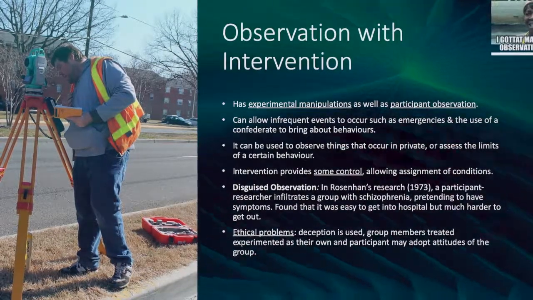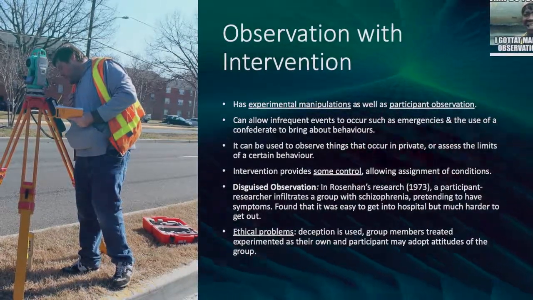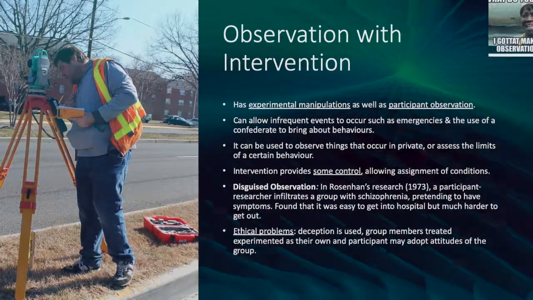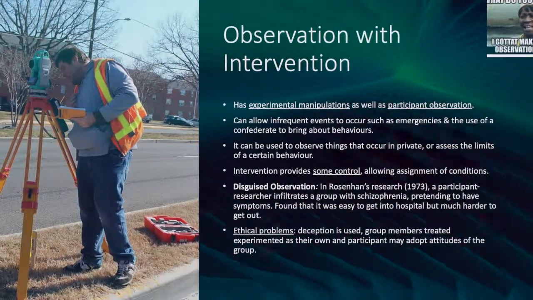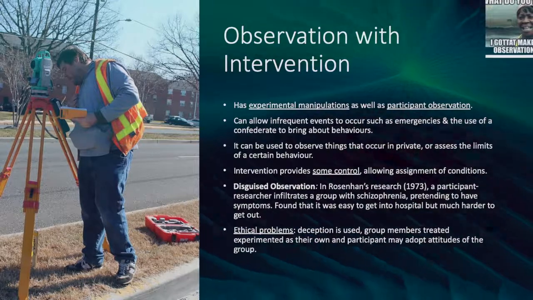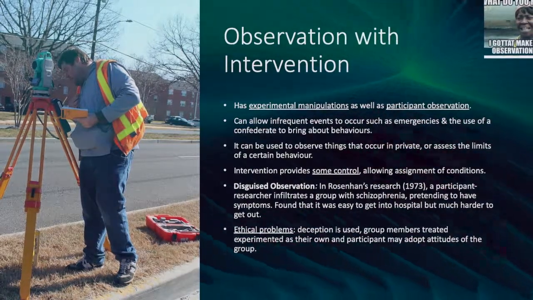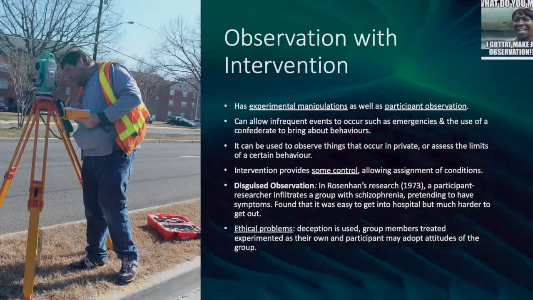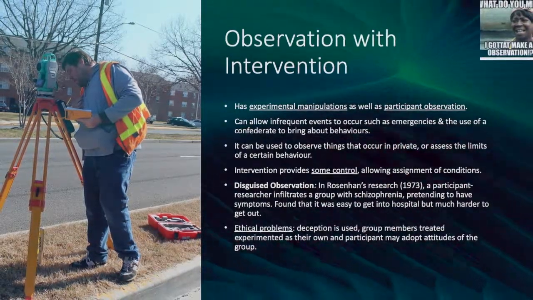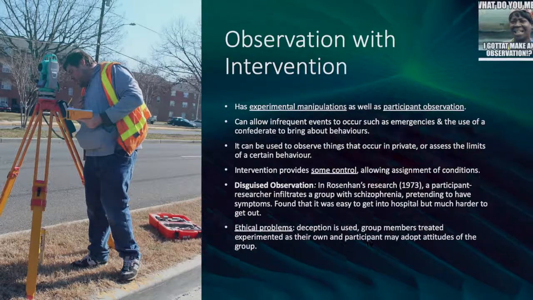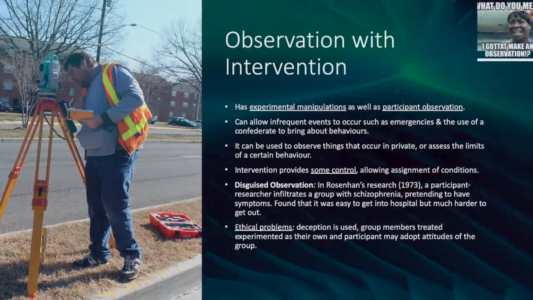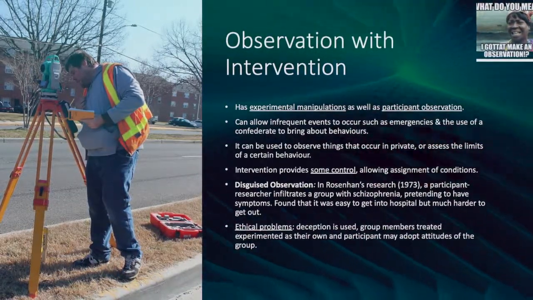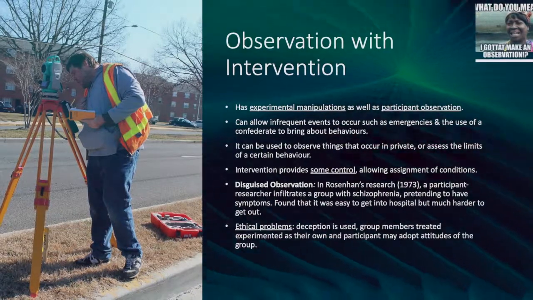Disguised observation is an aspect of observation with intervention in which, for example, in Rosenhan's research in 1973, there was a participant researcher who infiltrated a group with schizophrenia, pretending to have symptoms of schizophrenia. The researcher found that it was easy to get into the hospital but much harder to get out. There are, of course, ethical problems with disguised observation.